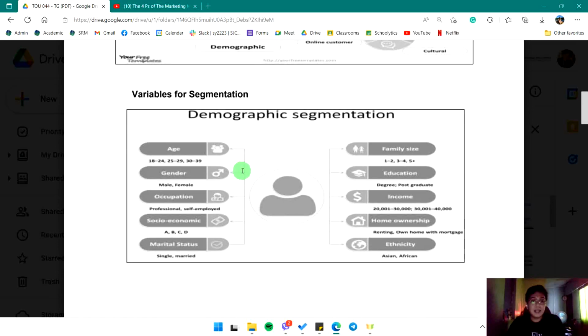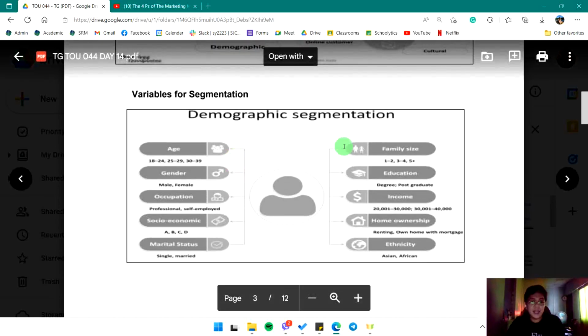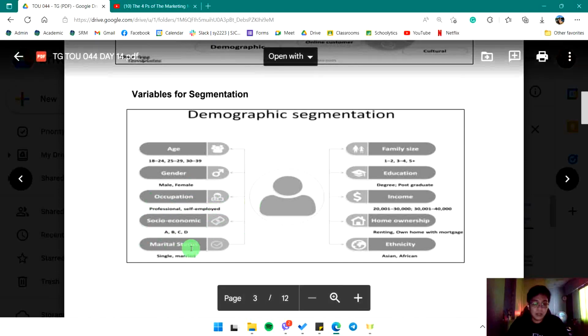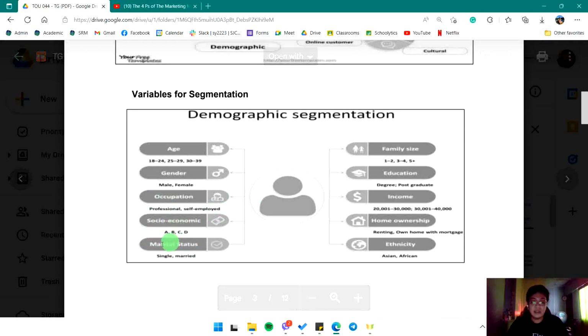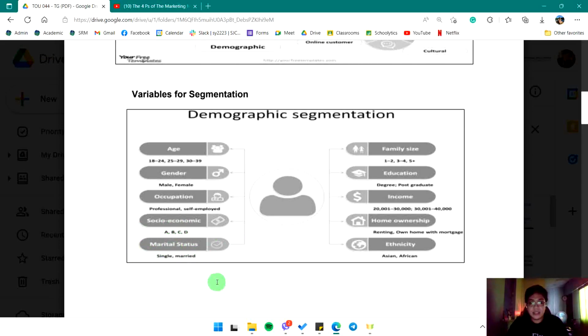Ang una natin pag-uusapan ay demographic segmentation. At ang pinaka madaling paraan kung papaano ko sa inyo ituturo ang demographic segmentation is simply put, ito po yung mga basic information na matatagpuan natin sa mga tao. Like say for example, yung kanilang age, yung kanilang gender, kanilang occupation, whether professional or self-employed man yan, socioeconomic status, kung nasa class A, B, C, or D, yung mga tao, marital status, whether single, married, widowed, etc.